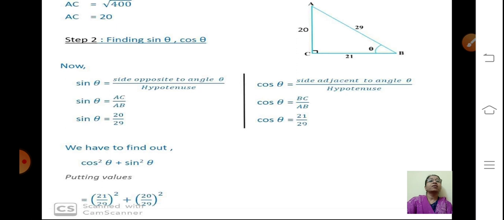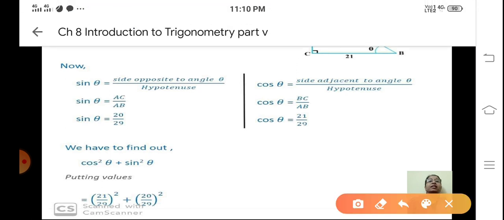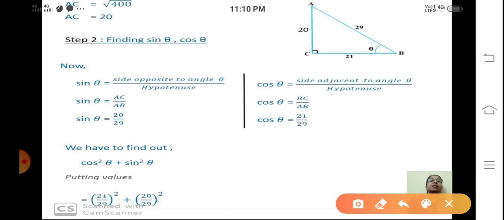So in this way we have got all the three lengths. Now let us find what is sin theta and cos theta from the diagram. So we have written all the three lengths here in the diagram. So sin theta definition is opposite side upon hypotenuse. So AC upon AB here.